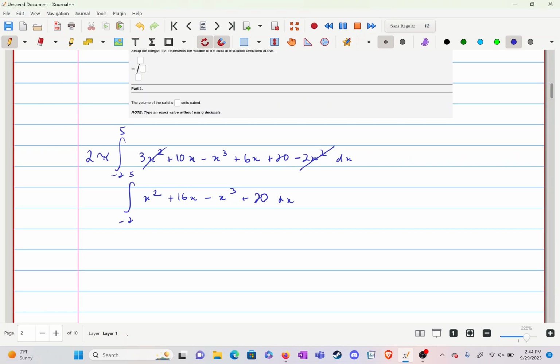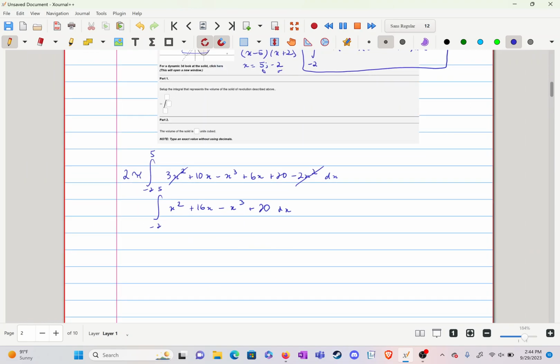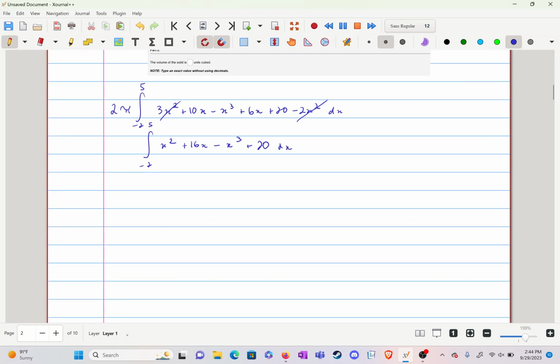Let me just make sure I did everything correct there. Yeah. Here we go. Perfect. And then now we just gotta integrate this whole mess. So we have power rule, x cubed over 3, and then we are going to have 16x squared divided by 2, so it's plus 8x squared, minus x to the 4th over 4, plus 20x. So we have this from negative 2 to 5. Don't forget the 2 pi. We'll come back to him.